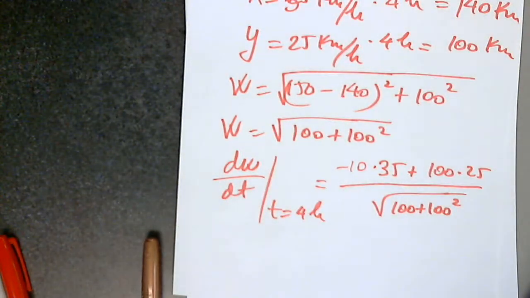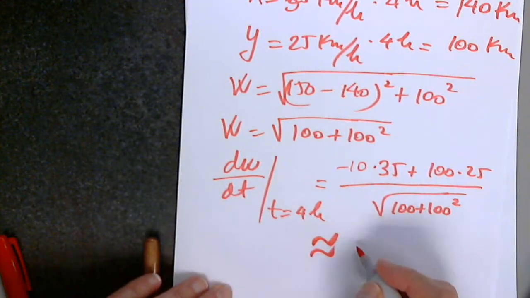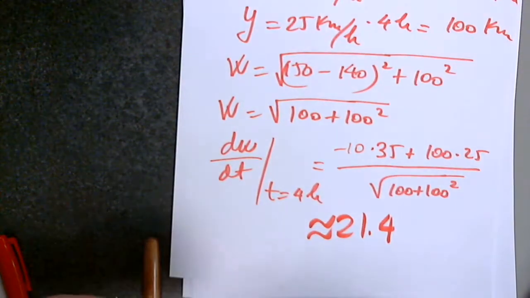Don't bother with any calculations. Let's put it in the calculator and let's see what happens. Okay, so the numerator in parentheses, negative 10 times 35, and then plus 2500 divided by the square root. And you know me, I have to put parentheses, 100 plus 100 squared. And that's it. So 21.4 approximately. What is the measurement unit?